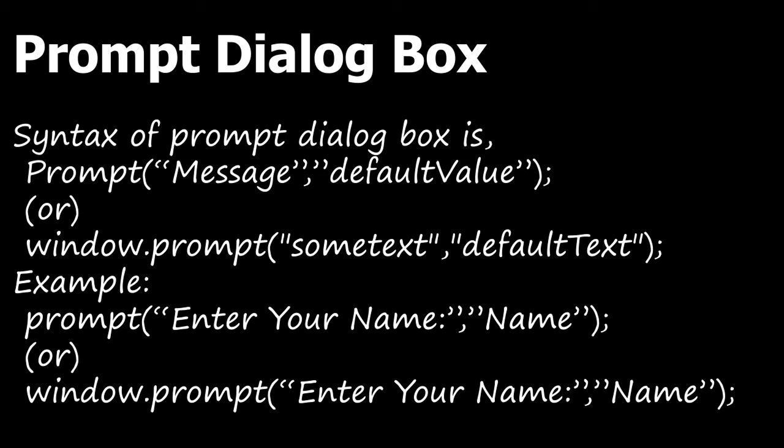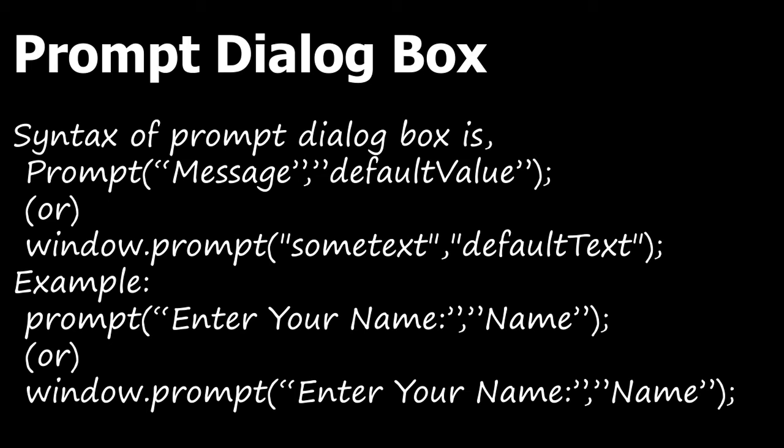This prompt dialog box is displayed using the method called prompt. This has two parameters. First one is a label which you want to display in the text box, as you are using in confirm dialog box and alert dialog box. First one is a label or some message, whatever you want to display in the prompt dialog box, right? And the second one is a default string to display in the text box.